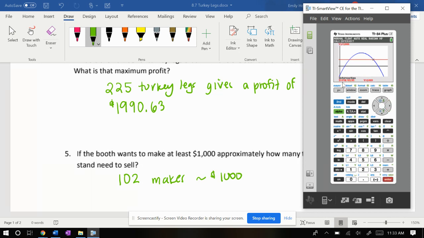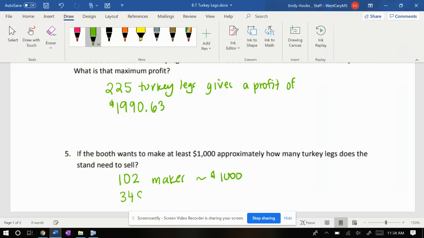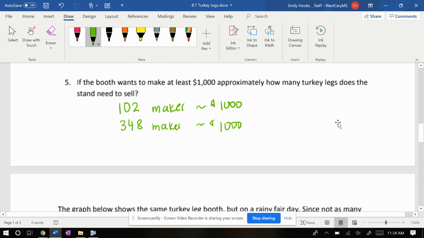And then we get 348.5. If I say 349, I'm going to go down 1,000. So I'm going to say 348. So 348 makes about 1,000. Okay. So just showing you on the calculator how you can find those pieces of information.